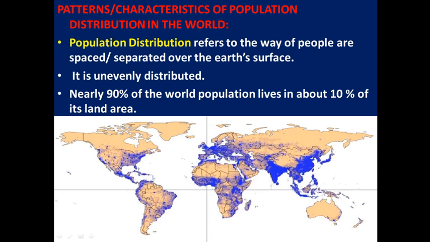So that means population distribution refers to the way people are separated or spaced over the earth's surface. If we study this map, here we have blue shaded areas. All these blue shaded areas show the surface of the earth where people are staying. If there is no blue shading, it means people are not staying in these regions. So that is the definition of population distribution.